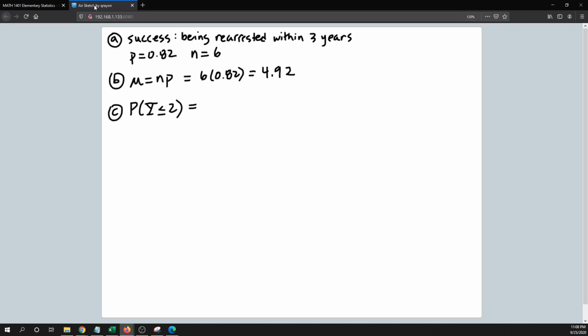All right, so if y is going to be less than or equal to 2, that's the probability that y equals 0, or y equals 1, or y equals 2. Those events are all mutually exclusive, because you can't have exactly 0 people out of 6 arrested and at the very same time have exactly 1 or exactly 2 people arrested. So these events are mutually exclusive, and so that means we can use the special addition rule and just add these up.